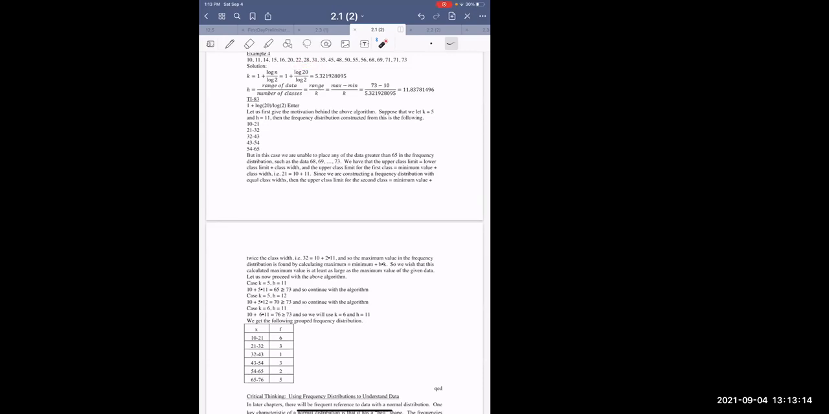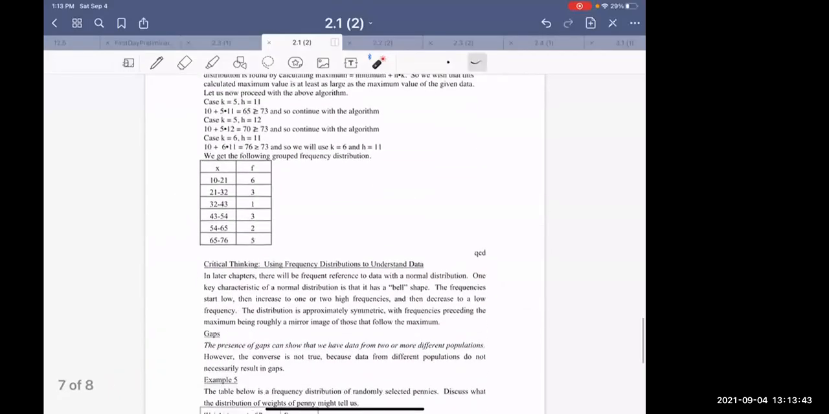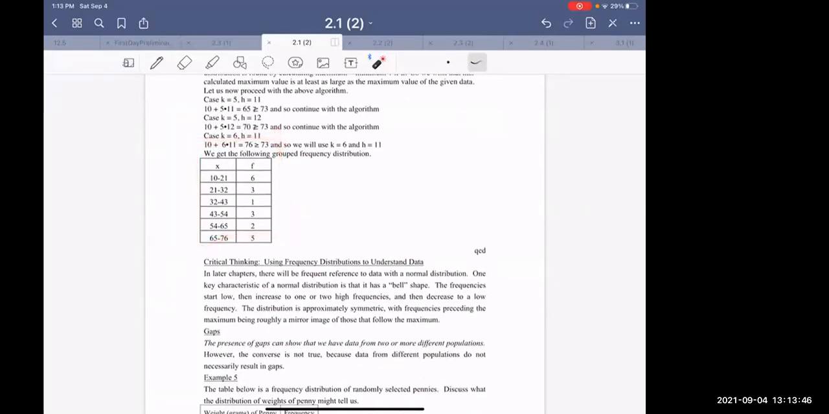32 and 43. 1 number. 43 and 54. 3 numbers. 54 and 65. 2 numbers. 65 to 76. 5 numbers. And so this is my grouped frequency distribution utilizing Sturges' rule.